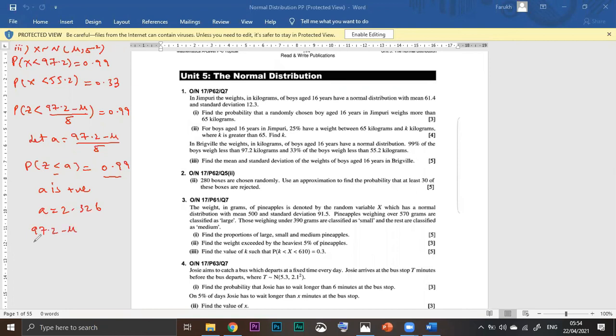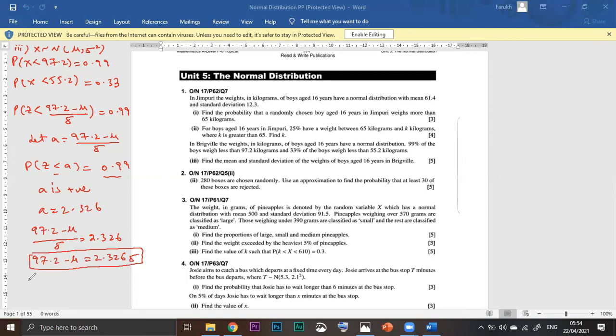97.2 minus mu over standard deviation is equal to 2.326. So 97.2 minus mu is equal to 2.326 standard deviation. This one is the first equation we have. Now we will use the second condition to form another equation.